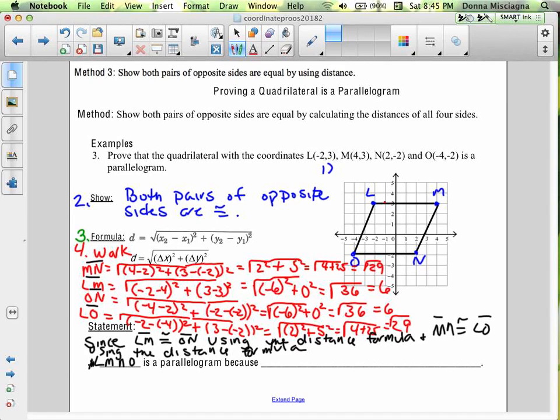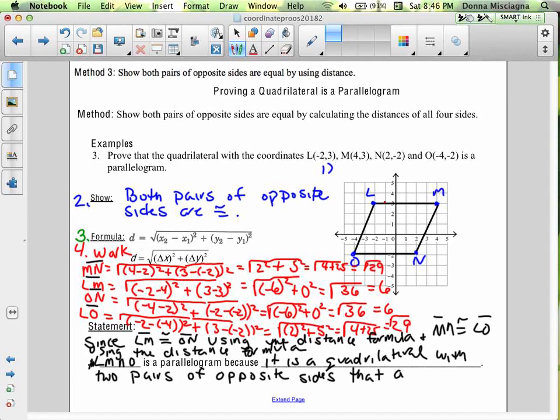LMNO is a parallelogram because it is a quadrilateral with two pairs of opposite sides that are congruent. There we go. So you can tell that I prefer the two-column proof because I don't have to worry about writing good sentences that aren't run-on. Are congruent. All right, there we go.